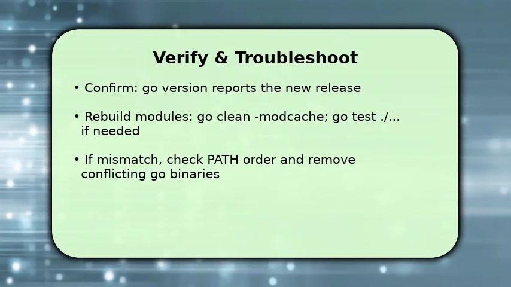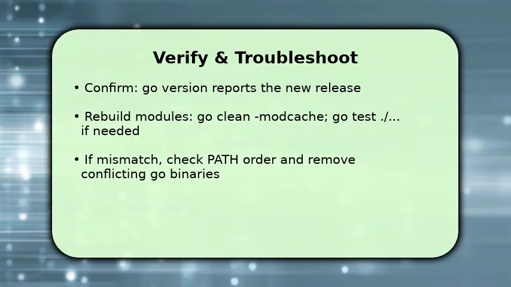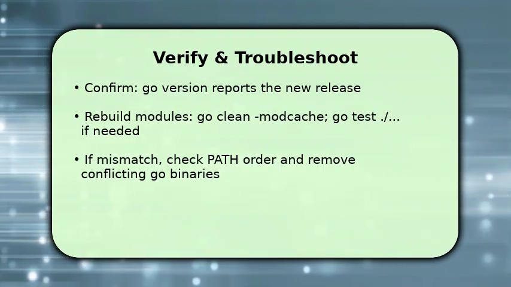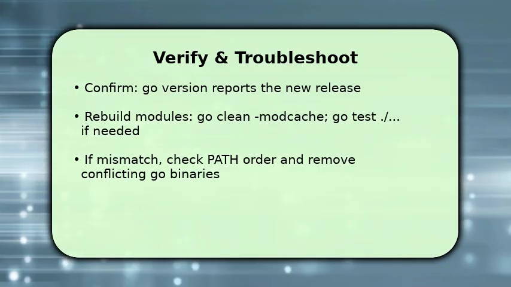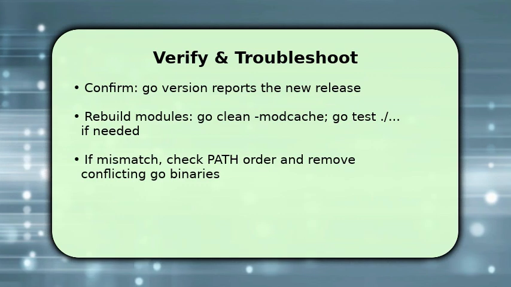If the wrong version still appears, make sure /usr/local/go/bin is earlier in PATH than other Go installs. Search for stray Go binaries with which or where, and remove or reorder them. That single PATH fix resolves most update failures.